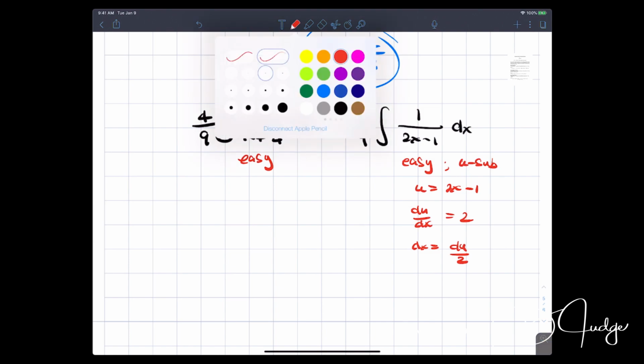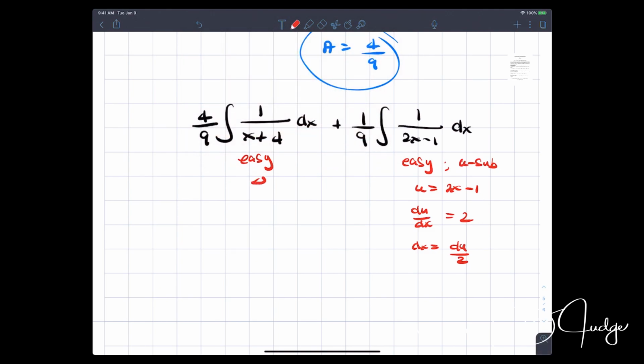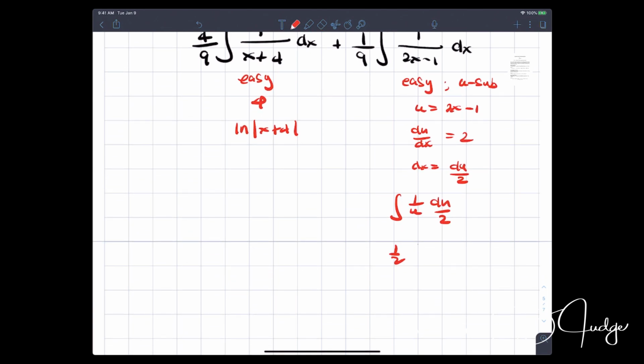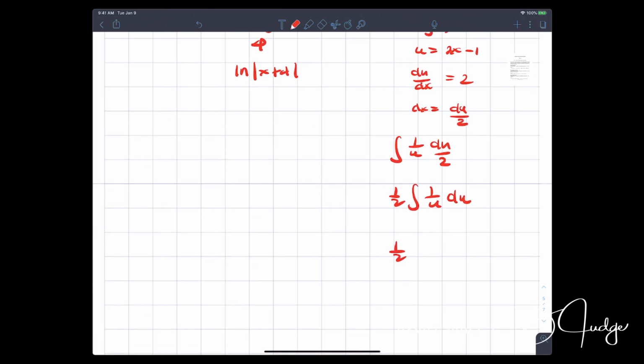So this integral is natural log absolute value of x plus 4. This integral here, when we do u-sub, is 1 over u, du over 2, and you factor out the 1/2, so it's 1/2 integral of 1 over u, or 1/2 natural log absolute value of u, and then u here is going to be 2x minus 1. So these techniques come into play. This is what we're looking at.